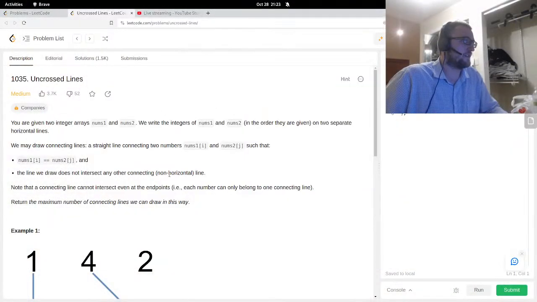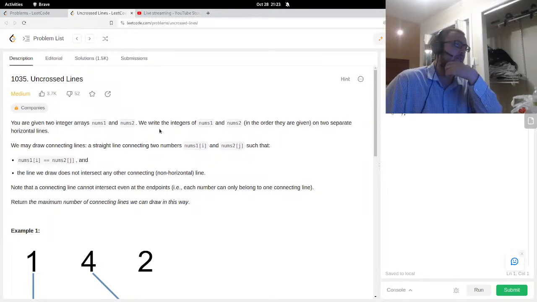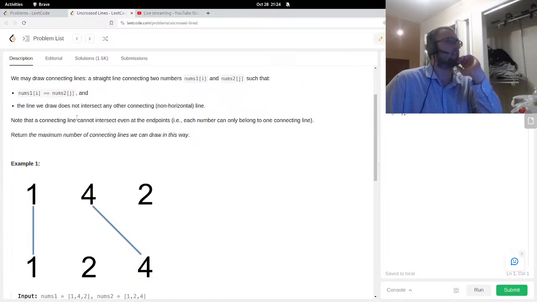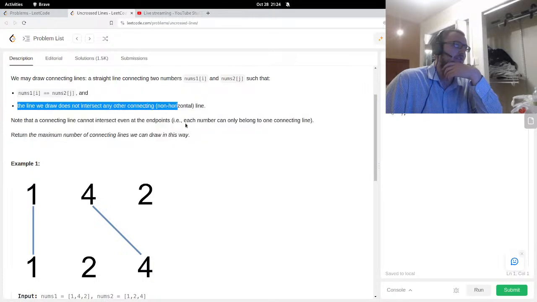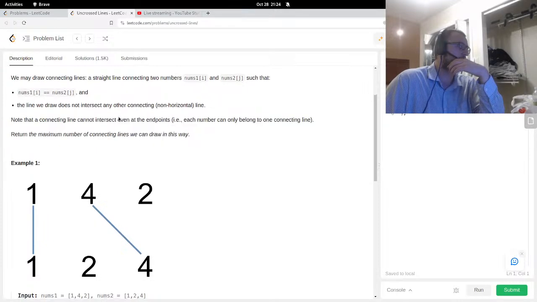So, here we go. You are given two integer arrays, nums1 and nums2. We write the integers of nums1 and nums2 in the order they are given on two separate horizontal lines. We may draw connecting lines, a straight line connecting two numbers nums1[i] and nums2[j], such that nums1[i] is equal to nums2[j], and the line we draw does not intersect any other connecting non-horizontal line. Note that a connecting line cannot intersect even at the endpoints, i.e. each number can only belong to one connecting line. Return the maximum number of connecting lines we can draw in this way.